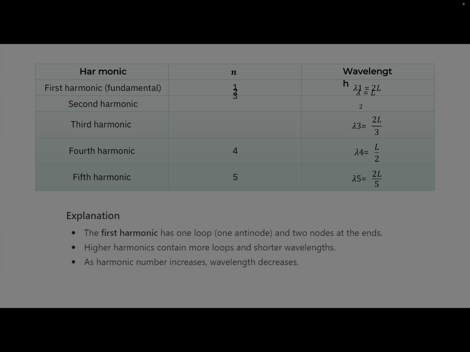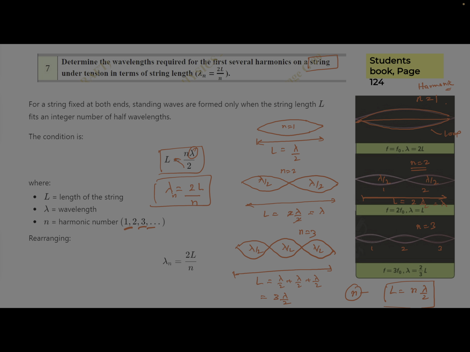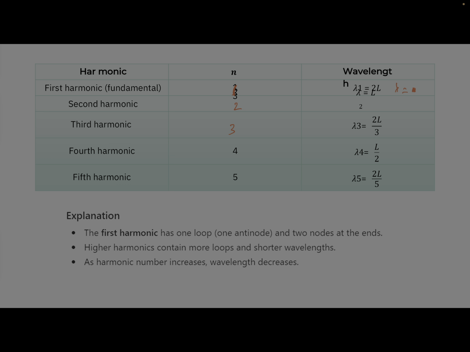Is it clear? This is what I explained to you. First harmonic means 1, second means 2, then 3, 4, 5. And this is how you will get the wavelength. In terms of wavelength, what was the formula I explained just before? Lambda equals 2L over n. For the first one, n is just 1, so it is 2L.